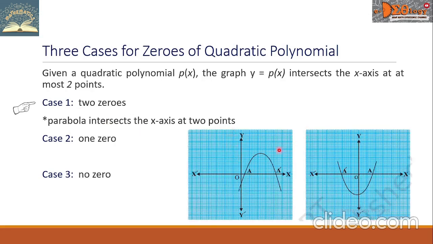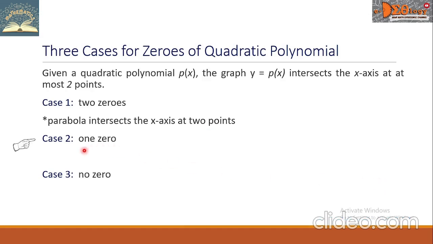We have here two examples. This is our first example. This parabola opens downward. We can see that the graph intersects the x-axis at 2 points. Here is another example. The parabola opens upward. We can see that the graph intersects the x-axis at 2 points.